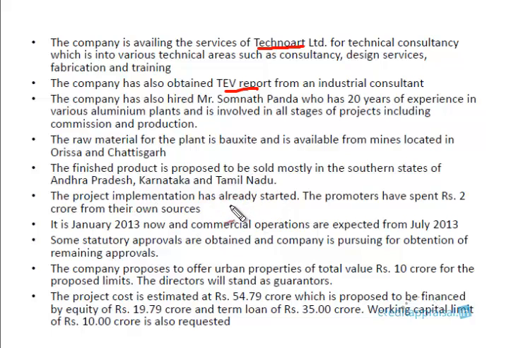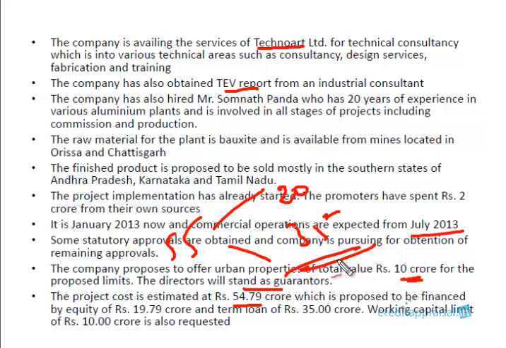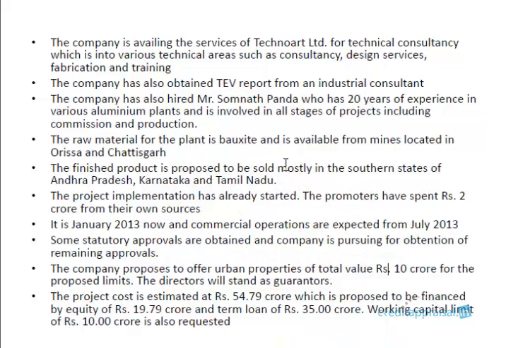The project is already under progress, maybe just started. Promoters have so far spent 2 crores from their own resources. And DCCO, the commercial operations, are expected from July 13. Some statutory approvals are pending. We're also told about some collateral security. The company is offering 10 crores and all the directors will stand as guarantors for this limit. The total project cost is estimated at around 55 crores, to be financed by 20 from the promoters' own sources and 35 from the bank. A working capital limit of 10 crores is also requested. So this is the broad outline of the proposal.